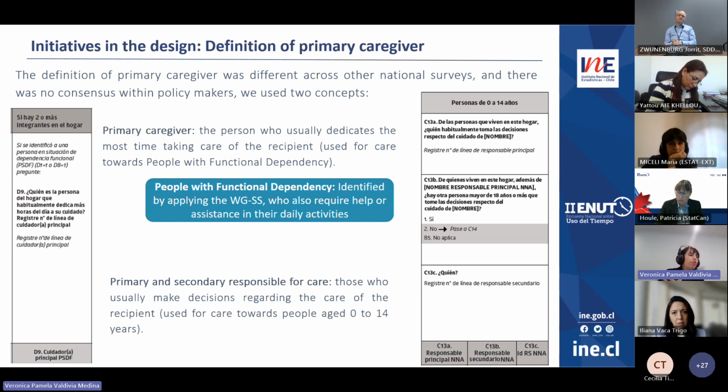And the second one was primary and secondary responsible for care, for those who usually make decisions regarding the care of the recipient. And this was used for care towards people aged 0 to 14 years. It was very important to use this, especially for working parents, where sometimes they are not the ones that dedicate most time to caring, but they do make the decisions for how to care for them. Also, it was important to have this distinction between these two to maintain a clear understanding of measurement and avoid mistakes when training interviewers. That being said, we identify the necessity to discuss the pertinence of the use of one meaning or another. In other words, what should we understand as primary caregivers?